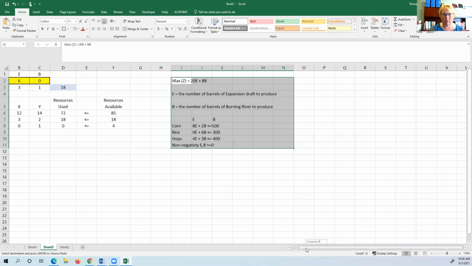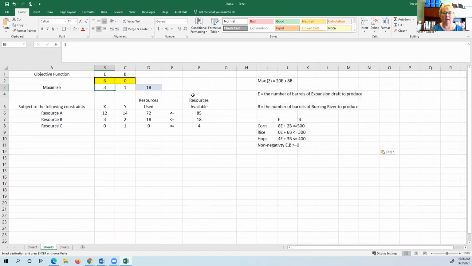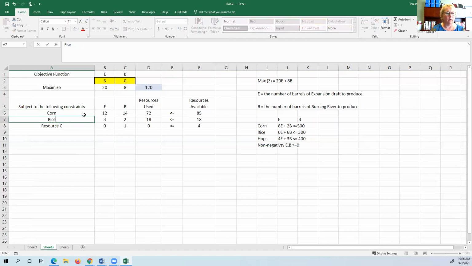And so I have E and B, and my objective function is 20 sales dollars for each E and 8 for each barrel of Burning River, okay? And so then in terms of E and B, instead of resource A, I have corn, and I have rice, and then I have hops. I need to put in my coefficients, 8 and 2, 0 and 6, 4 and 3, right? And I need to update my resources available to 500, 300, and 400.